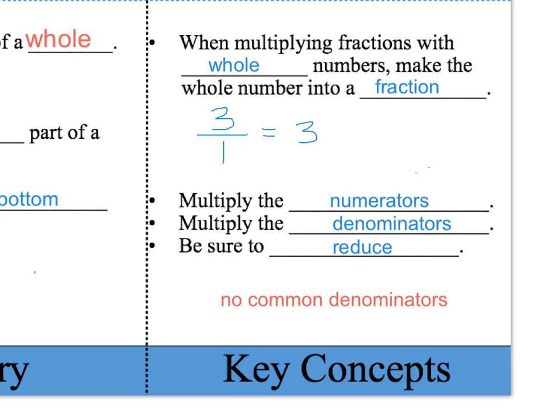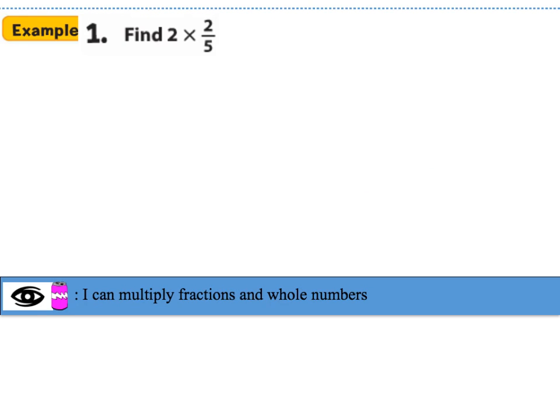So we're going to use these concepts to solve the following problems. My first problem says find 2 times 2/5. So I'm going to write 2 times 2/5 right here. Now the first part of my key concept says let's make sure any whole number is made into a fraction. So 2 is not a fraction, but it could look like a fraction by placing it over 1.